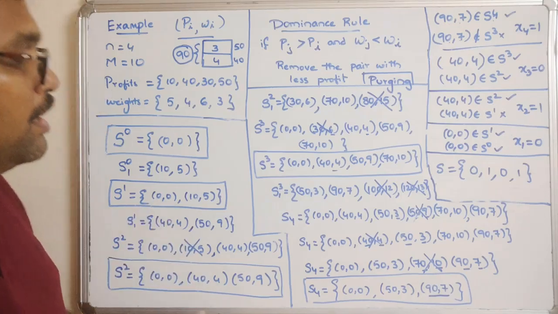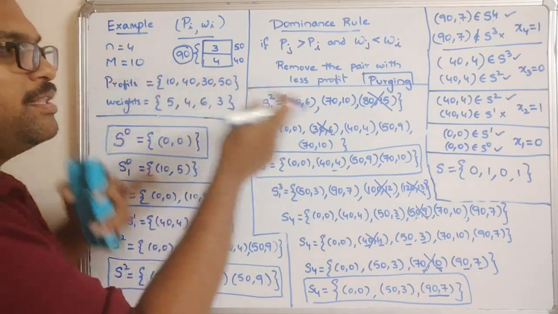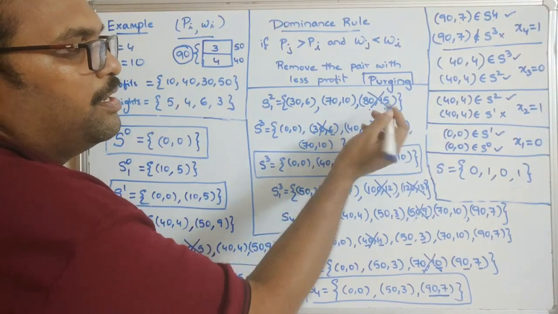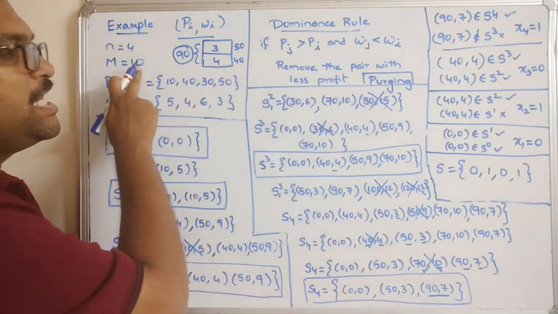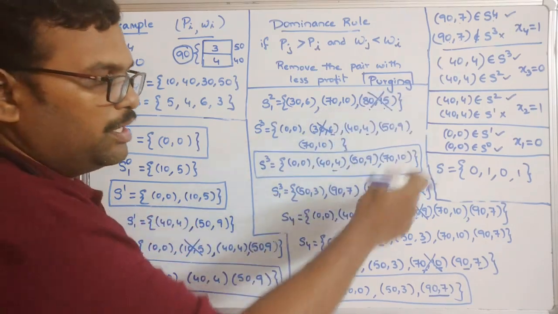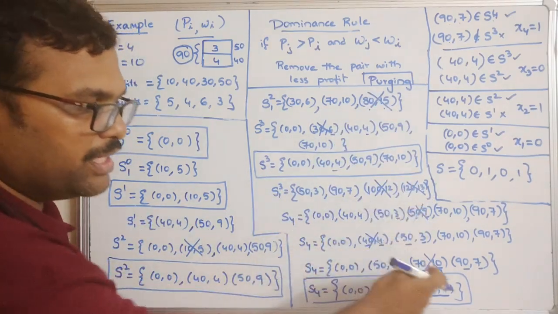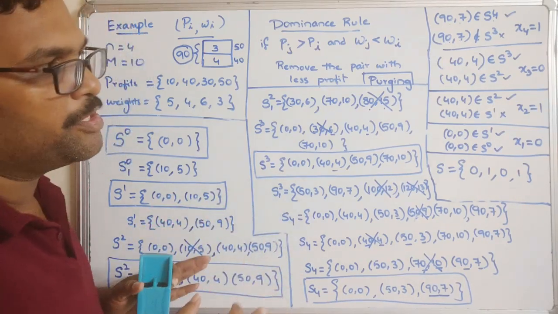And one more thing, if the weight exceeds the maximum size, then also we can remove the pair. Here you can see 80, 15. So 15 is the weight which is beyond the maximum, so we have ignored it. Here in this case at 12 and 13 we have ignored, right? And all these are the purging. Okay, so dominance rule, applying the dominance rule.